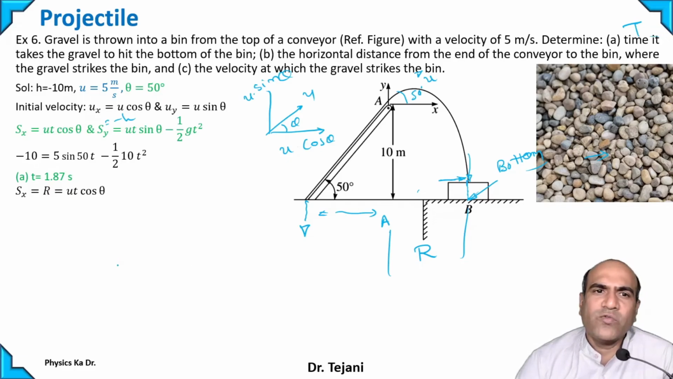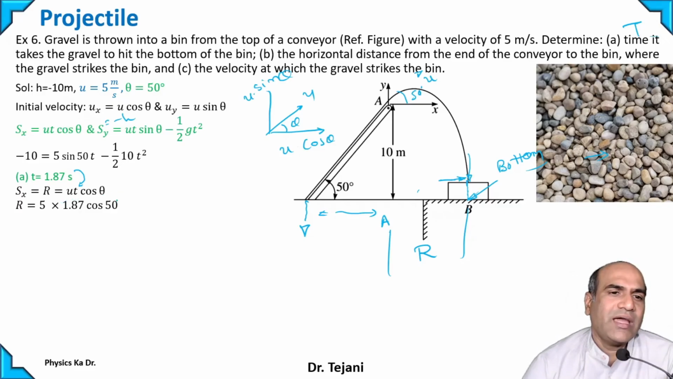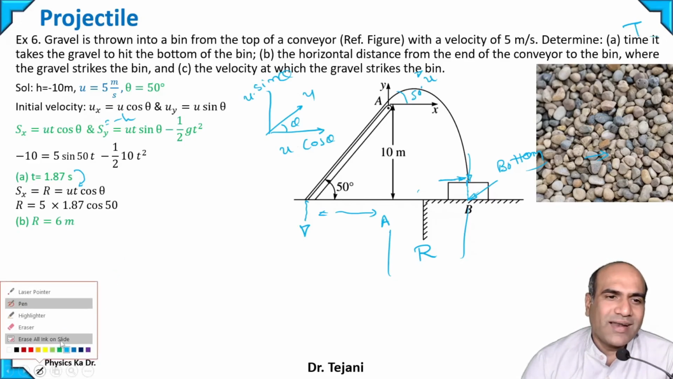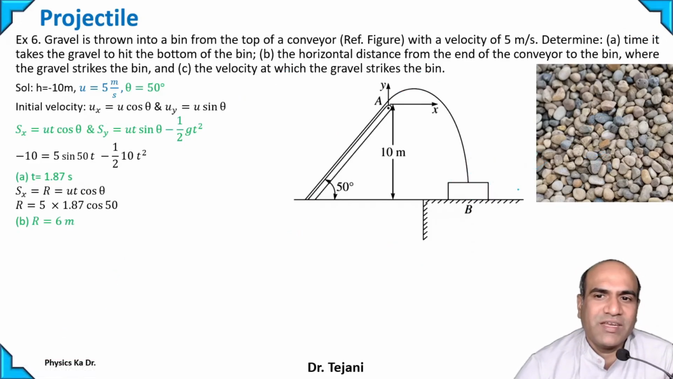Now we need to find the range. So we have the equation Sx, it is showing the range. So range is ut cos theta. Put the value of time t, and u was initially 5. So it becomes 5 multiplied by 1.87 cos 50, and this answer is 6 meter. Now what next? Velocity we require.